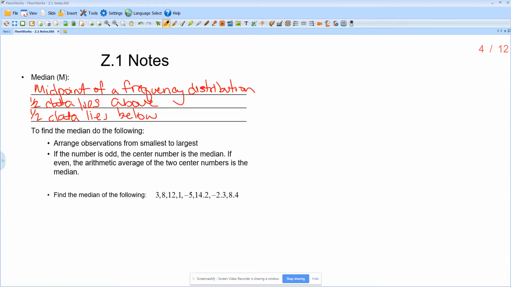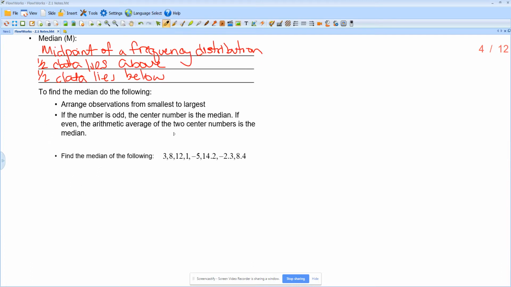So to find the median, you do the following. First, arrange the observations from smallest to largest. That's the most important thing, and it's the thing that we often overlook, is arranging those from least to greatest. If there are an odd number of observations, then the center number is your median. If there's an even number of observations, then you have to take the arithmetic average, meaning the mean, of the two center numbers.